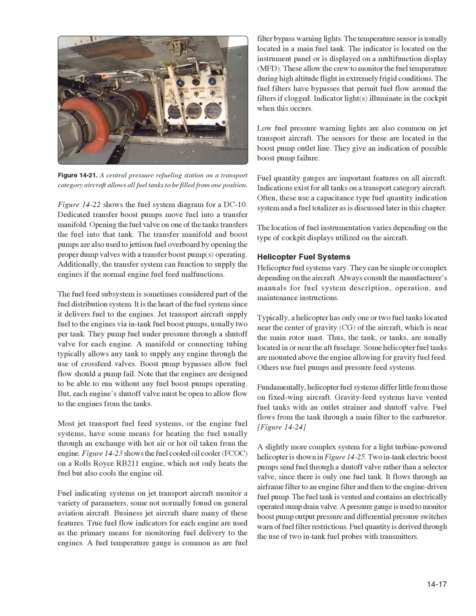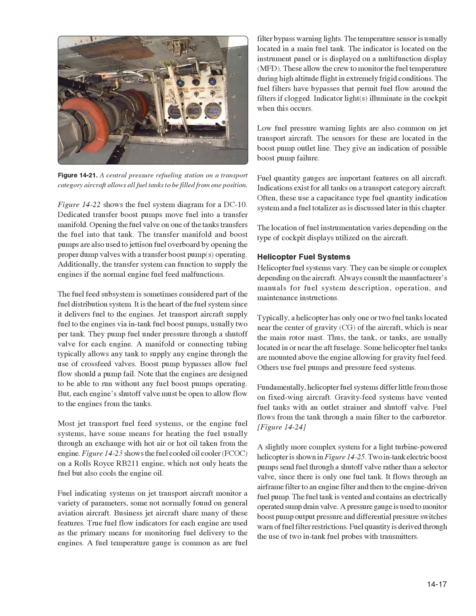The fuel feed subsystem is sometimes considered part of the fuel distribution system. It is the heart of the fuel system since it delivers fuel to the engines. Jet transport aircraft supply fuel to the engines via in-tank fuel boost pumps, usually two per tank. They pump fuel under pressure through a shutoff valve for each engine. A manifold or connecting tubing typically allows any tank to supply any engine through the use of crossfeed valves. Boost pump bypasses allow fuel flow should a pump fail. Note that the engines are designed to be able to run without any fuel boost pumps operating. But each engine's shutoff valve must be open to allow flow to the engines from the tanks.